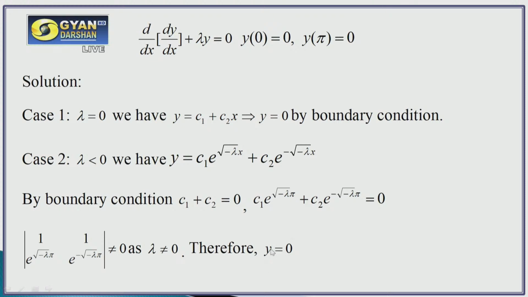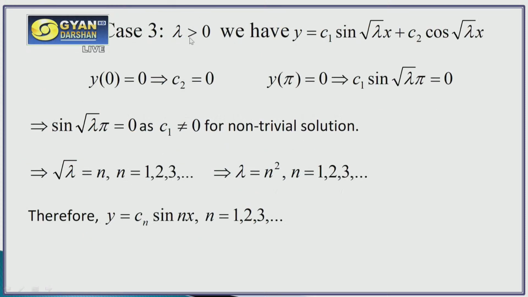So then again we are trying to find non-trivial solutions. So let's move to the other case. We can see lambda can possibly have 3 values: either it is 0, it is negative, or it is positive. So if lambda is positive, what do we have? We have these solutions. Now again use the boundary condition.